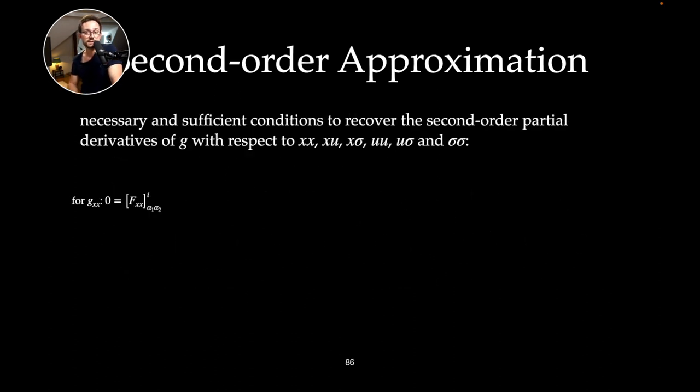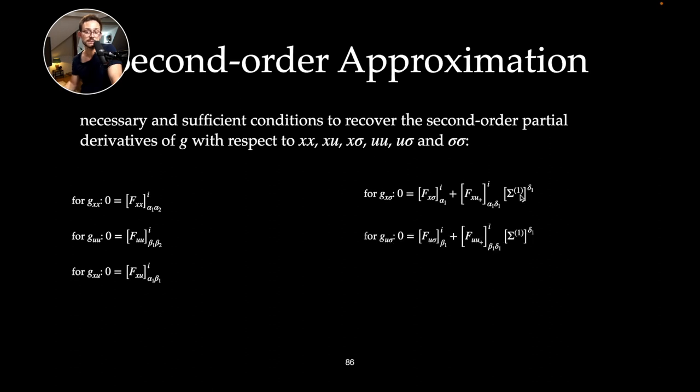So the necessary and sufficient conditions are: for gxx, I'm evaluating this; for guu, I'm focusing on fuu; for gxu, I'm focusing on fxu; for gx sigma, I'm focusing not only on fx sigma, but also on fxu plus plus times the first moment. For gu sigma, I'm focusing not only on fu sigma, but also fu plus plus times the first moment. For g sigma sigma, I have to focus on f sigma sigma, also on fu plus u plus times the second moment, and 2 times fu plus times sigma.